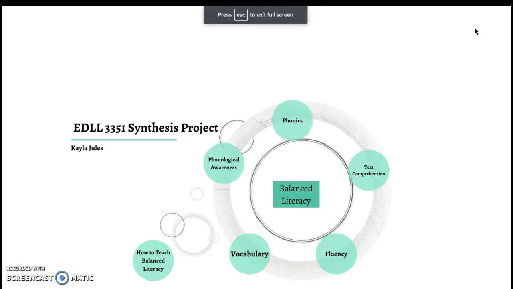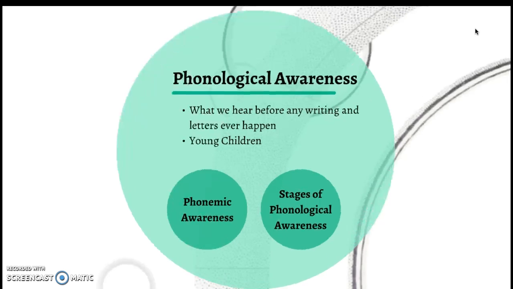I will be synthesizing the entire Foundations of Reading Instruction course using this Prezi. We are going to begin with the 5 components of balanced literacy. The first is phonological awareness. Phonological awareness is what we hear before any writing and letters ever happen. It is being aware of sounds without even looking at print. Children even younger than preschool begin developing their phonological awareness.